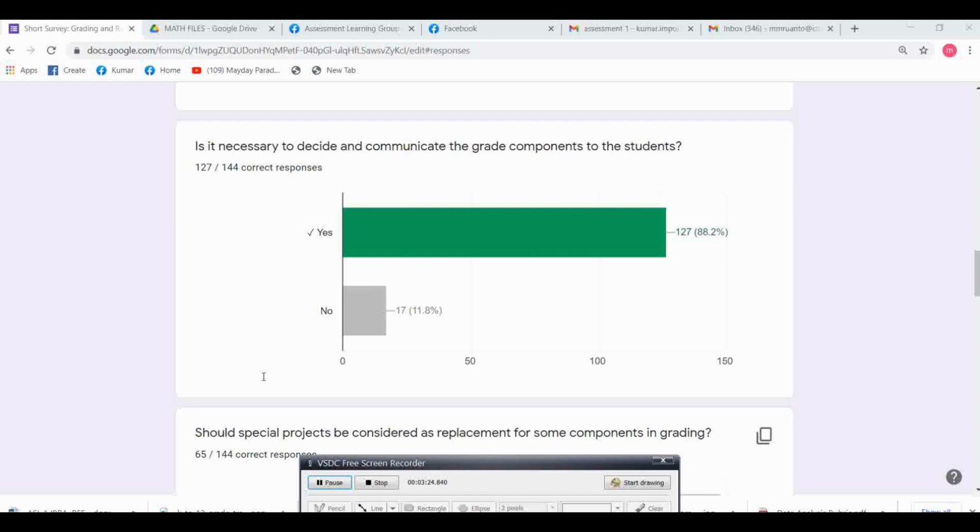Okay, no, you should not do that. As much as possible, every student has the right to know how their grades will be computed and the breakdown of their grades.